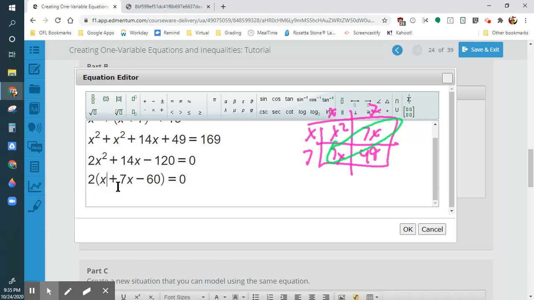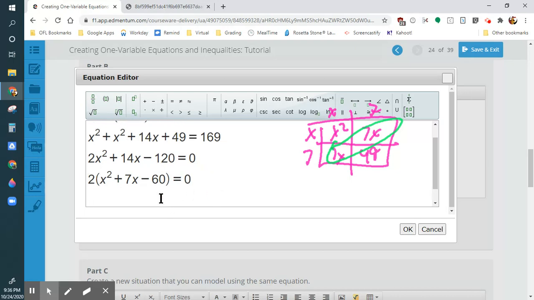So, oops, almost forgot my square root there. So 2 divided by 2 is 1. That's why you don't see a number here. 14 divided by 2 is 7. Negative 120 divided by 2 is negative 60. And then from here, I am going to divide by 2. So the 2's cancel out. 0 divided by 2 is just 0. So you just end up getting this.